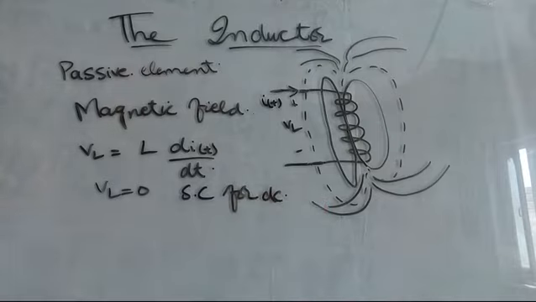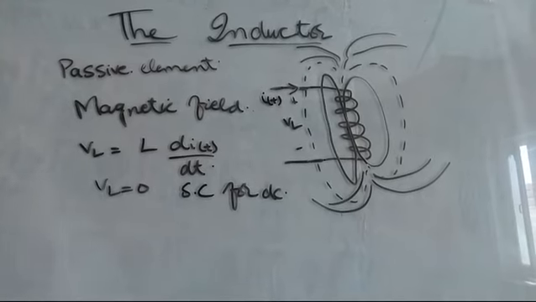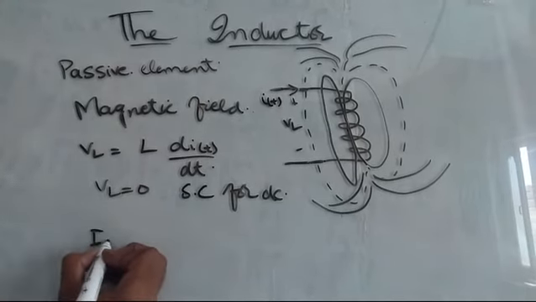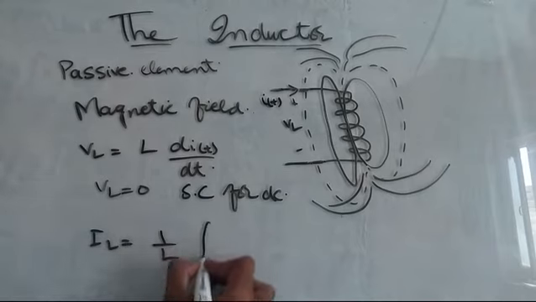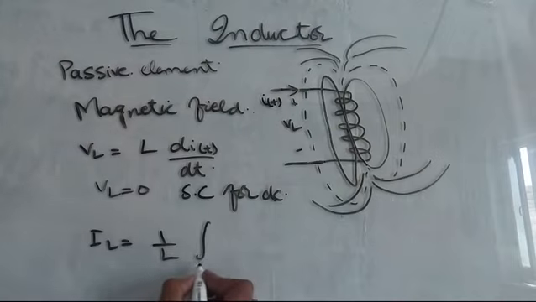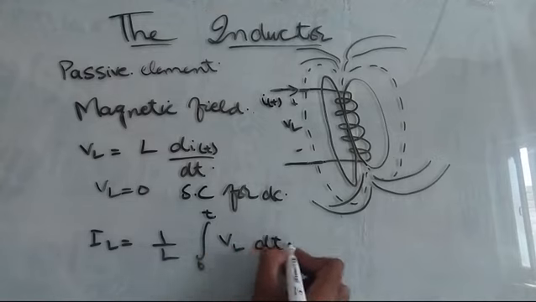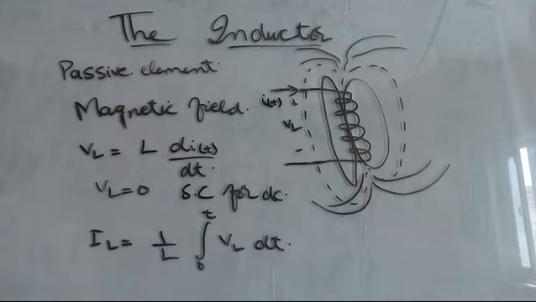Similarly, the current flowing through the inductor IL can be found using this formula: 1 over L times the integral from 0 to any time t of VL dt. So the current of the inductor is the integral of the voltage across the inductor, and the energy stored in the inductor is equal to 1 over 2, half L I square.